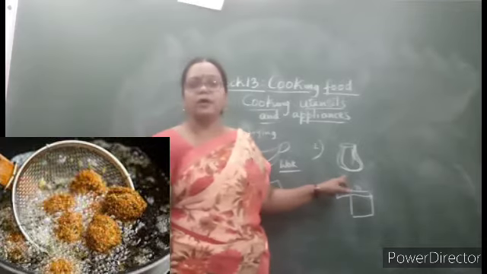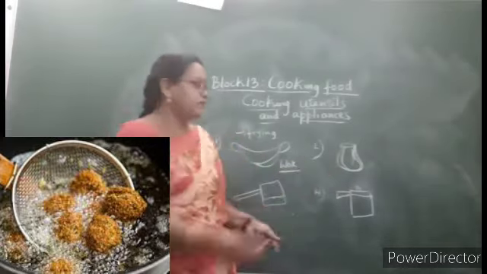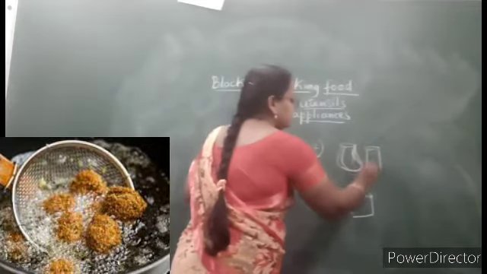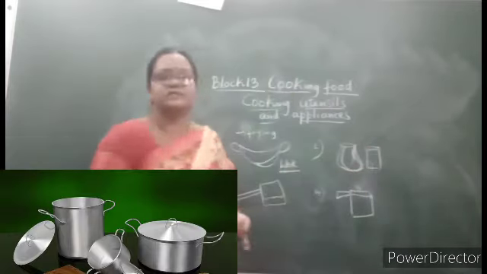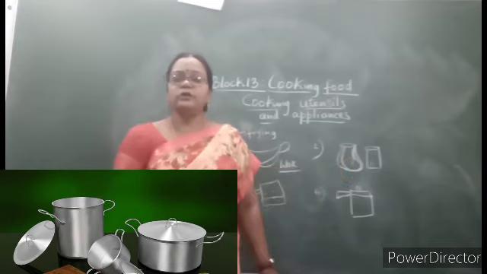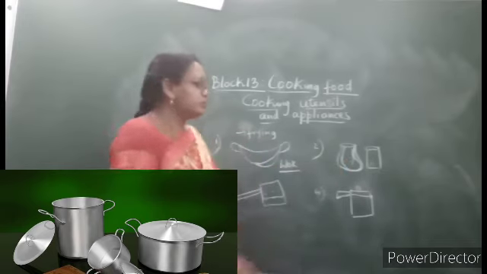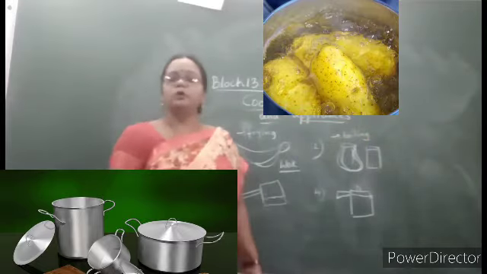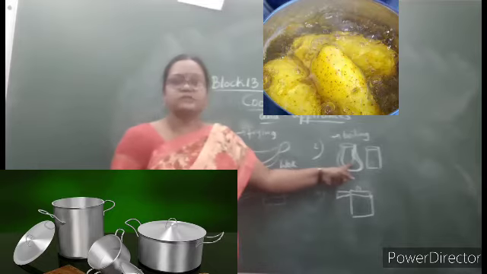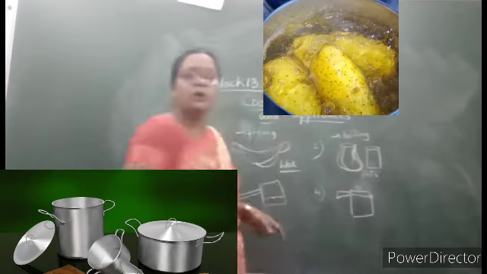Then you see this pot. Pots of different shapes will be there, and different vessels will be there in our home. What will they use this for, children? They will use it for boiling. They want to boil pulses, corn, or milk. They will use these pots of different shapes you find at home.